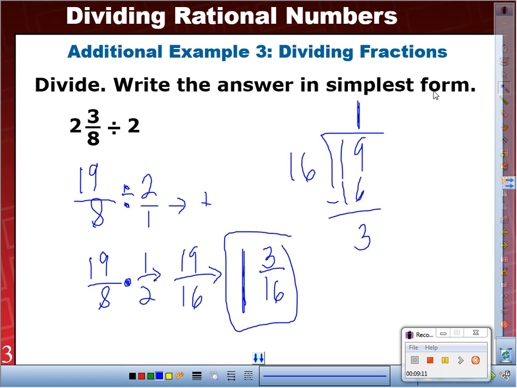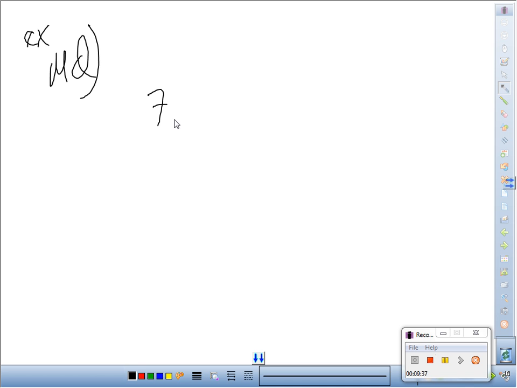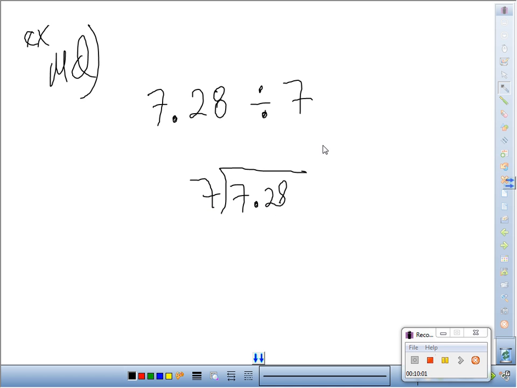No? Alright. And the last one, copy this one, example mega Q. Here we go. 7.28 divided by 7. But we skipped the first step. Is the answer positive or negative? Positive. Okay, so we got our sign down.